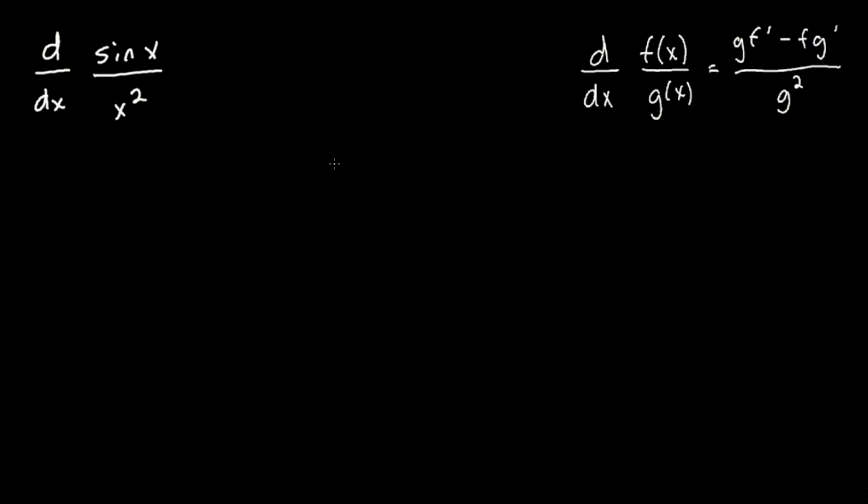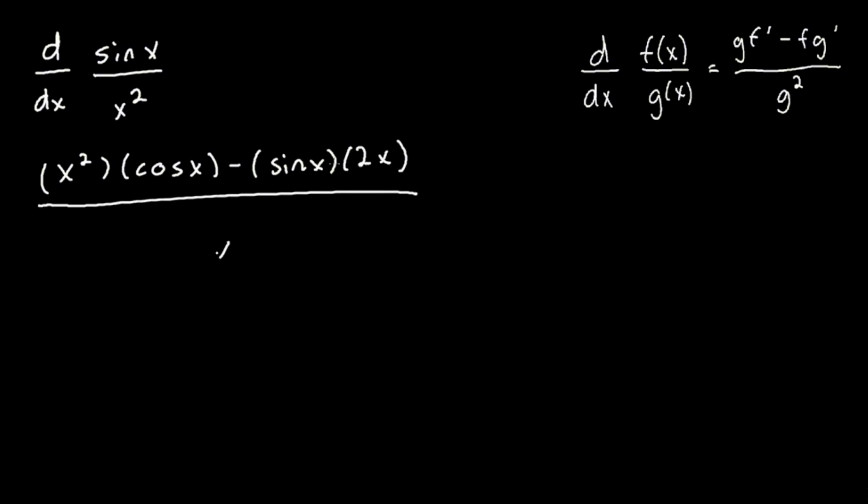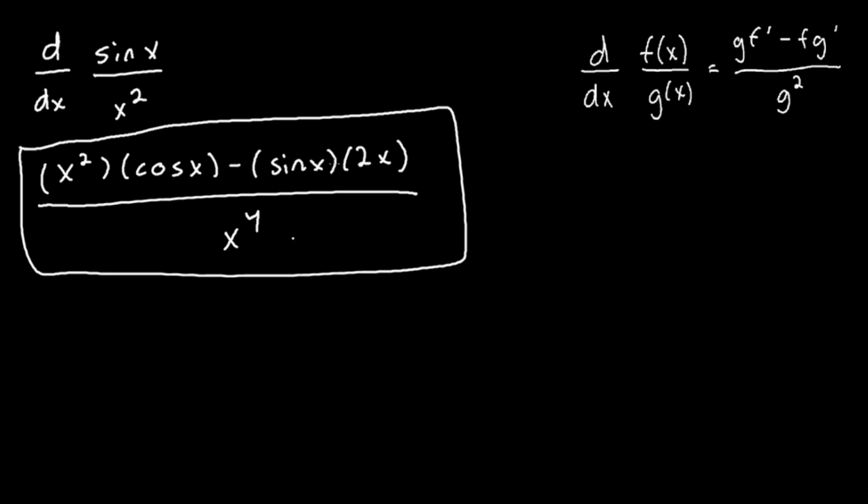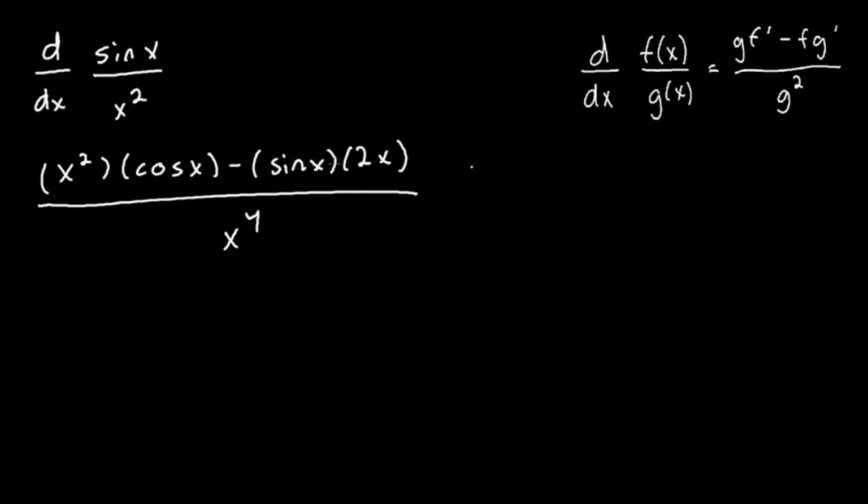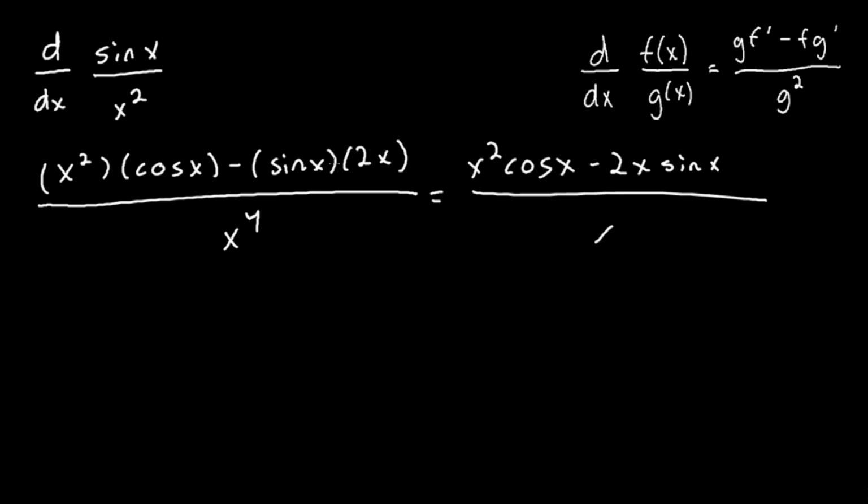Let's find the derivative of this. The derivative of this is low, so x squared, d high, the derivative of sine is cosine, minus high, sine of x, d low, over low low. But x squared squared is also x to the power of 4, so we can write x to the power of 4 instead. This has no way of simplifying, but I guess you can factor out an x. I'll do that for the sake of the video. So you have x squared cosine x minus 2x sine of x over x to the power of 4.